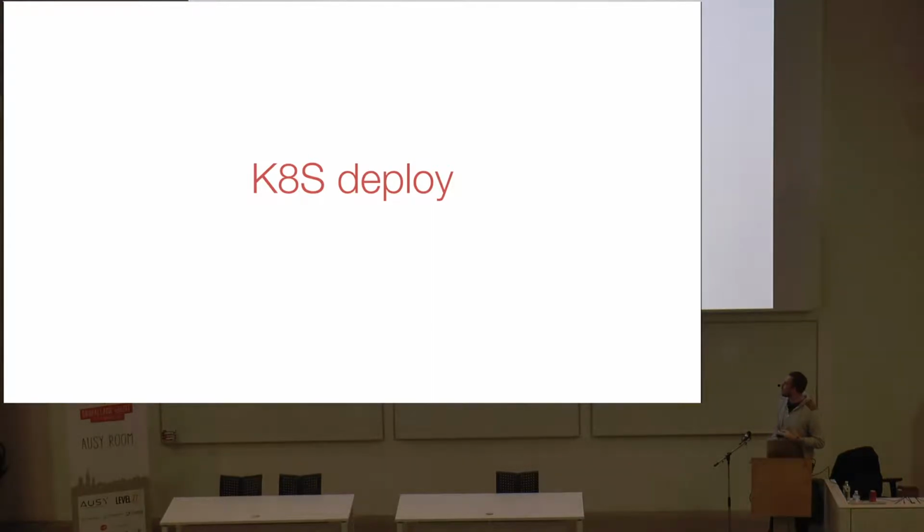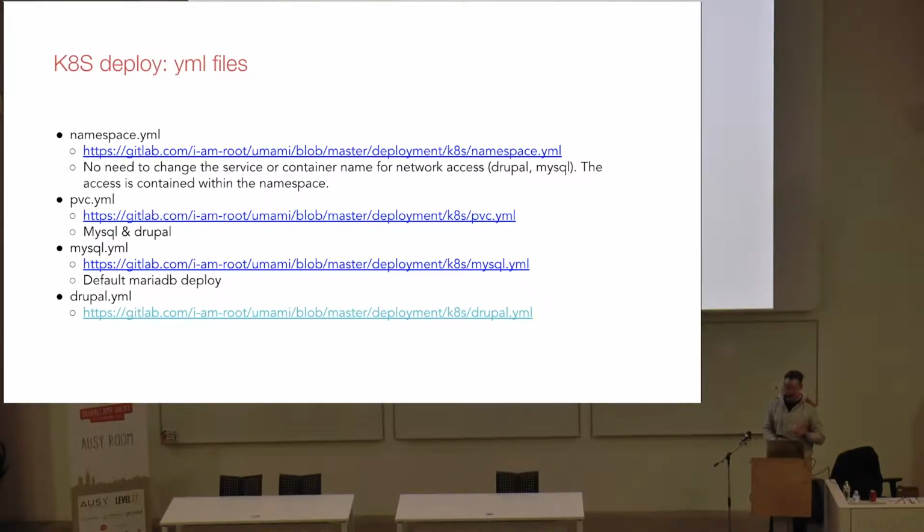For the Kubernetes deploy, Kubernetes stores all its configuration. The configuration for Kubernetes can be stored in YAML files. I'm using 4 YAML files, which are also in my repository. First one is the namespace. When I contain all my containers within a namespace, it makes it easier for the servers or the containers to connect to each other. So I don't have to update the container names like Drupal and MySQL. They stay the same for all my branches. And all the access is contained within this namespace.